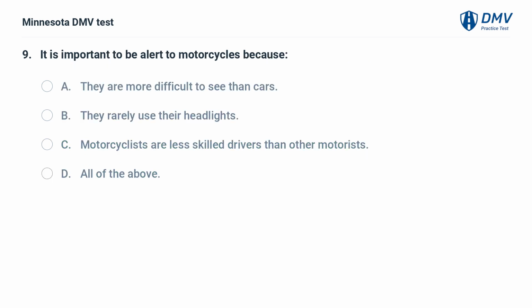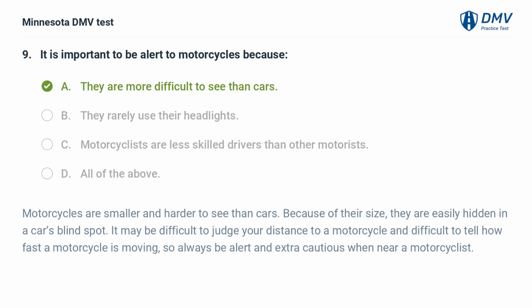It is important to be alert to motorcycles because A. They are more difficult to see than cars. B. They rarely use their headlights. C. Motorcyclists are less skilled drivers than other motorists. D. All of the above. A. They are more difficult to see than cars.